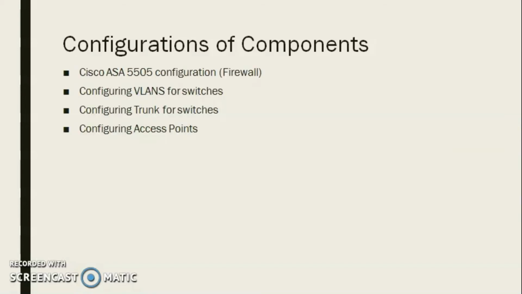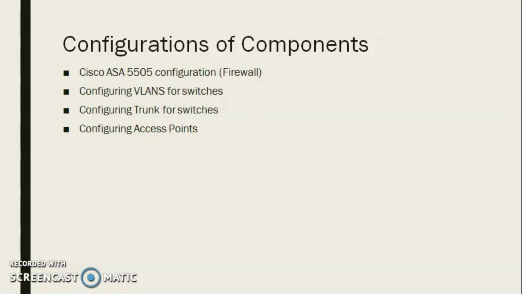I'm Rushina Shukla and I'm going to talk about configuration of components. So we have configured our firewall, VLANs for switches, trunk for switches, and access point. So let's start with Cisco ASA 5505 configuration of firewall.